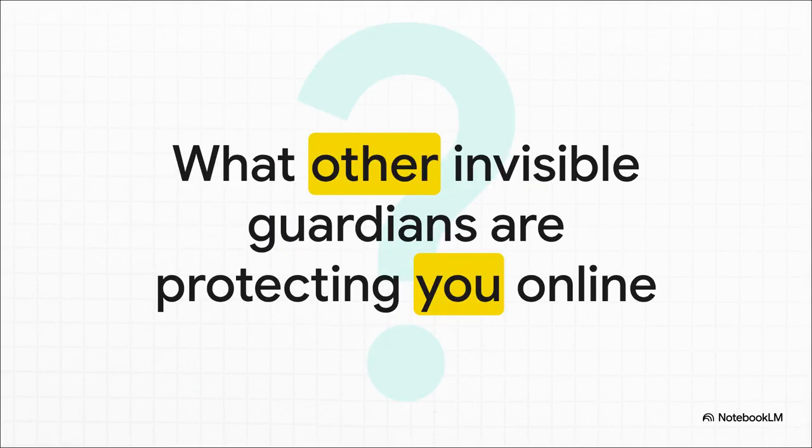And that kind of leaves us with one last thing to think about. We just looked at two of these invisible guardians, but honestly, they're just part of a much bigger unseen army. You know, firewalls, rate limiters, encryption, all working 24/7 to keep our digital world from falling apart. It really makes you wonder, doesn't it? What other guardians are out there, right now, protecting you online?